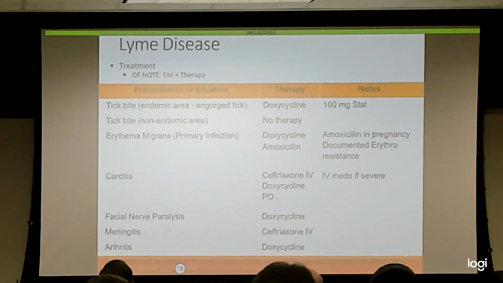If you have facial nerve palsy, it'll be doxy. If you have meningitis, ceftriaxone IV. Okay. And then arthritis, it'll be doxy.